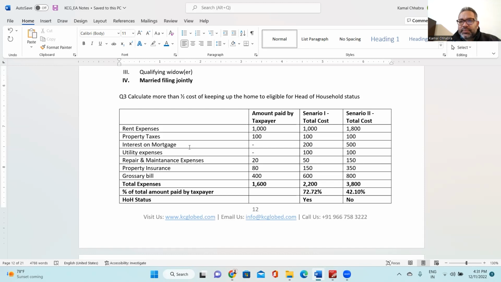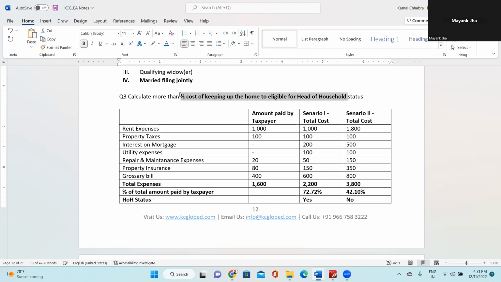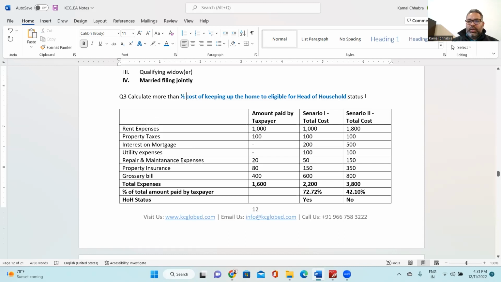Right? Make sense? Sir, is there some percentage criterion that we have to cross, that 50%, to be considered head of household? Yes, it's mentioned here that half of the cost of keeping the home is required for eligibility for head of the household status. So only if you are paying more than 50% will you be considered head of the household, right?